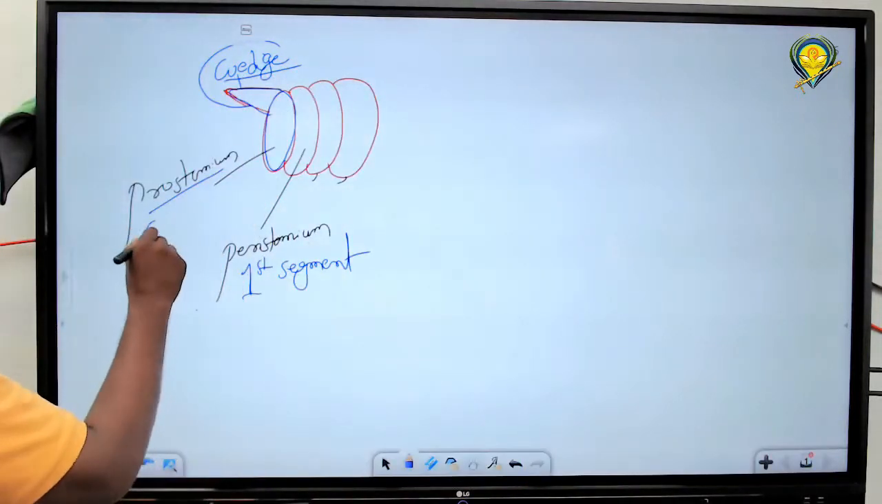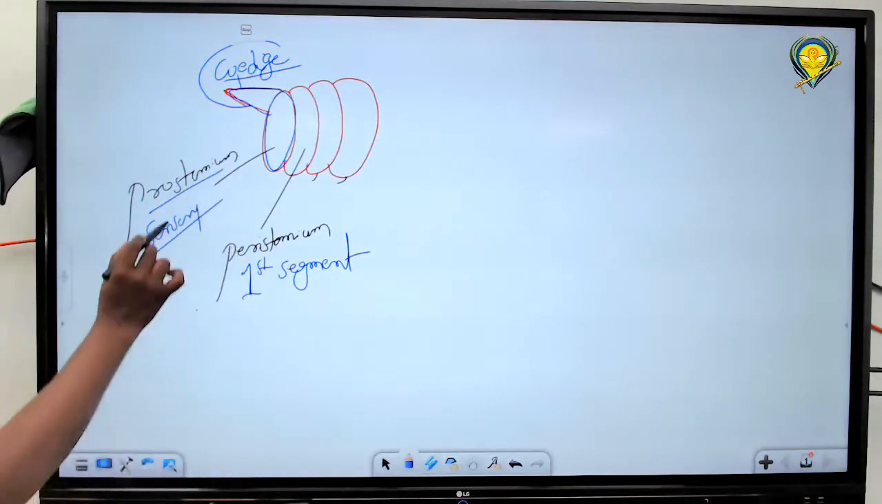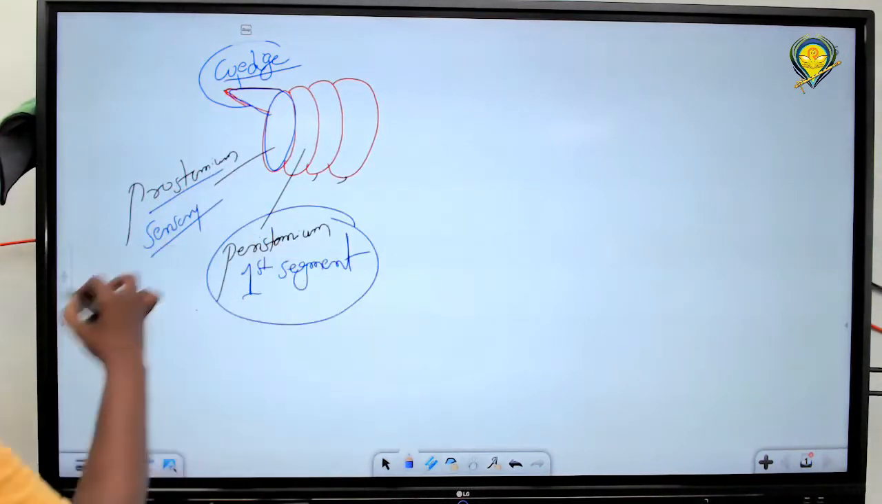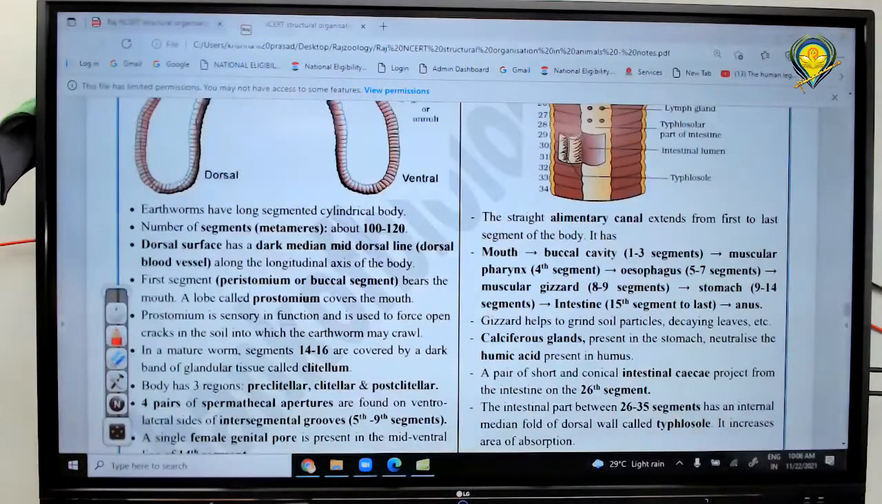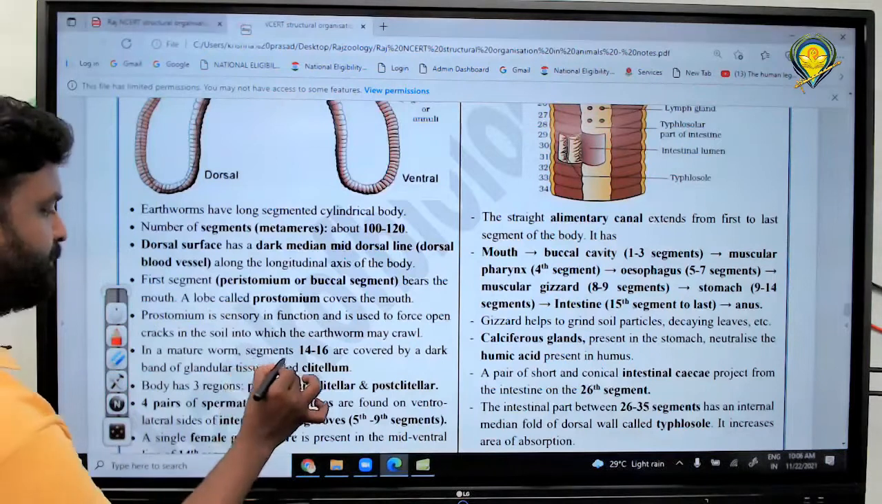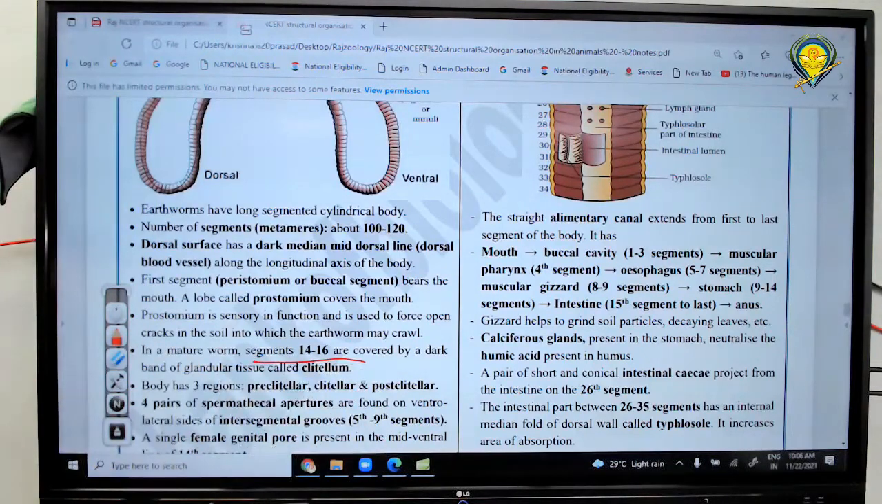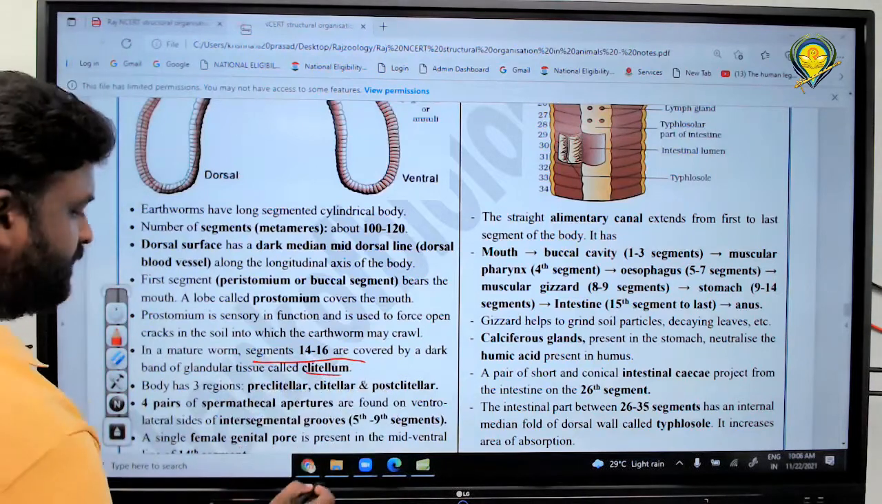Is it sensory or not? Tell me, all of you. Sensory. Tell me, what is the first segment? Either peristome or peristome? Peristome. Very good, right? And next one, in a mature earthworm, right? Segments from 14 to 16 are covered by a dark band of glandular tissue called what? Tell me what is it?